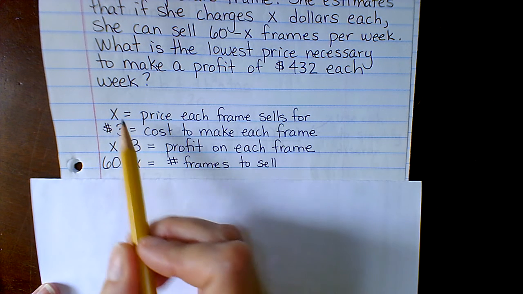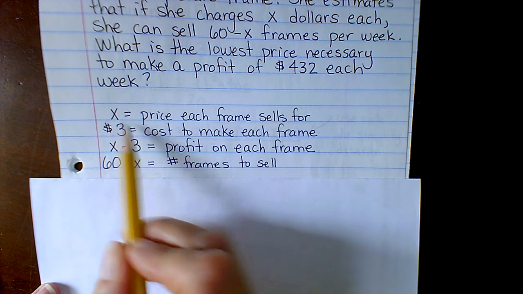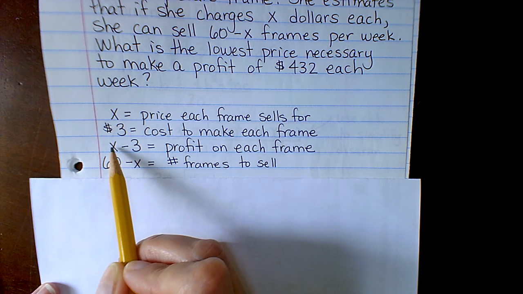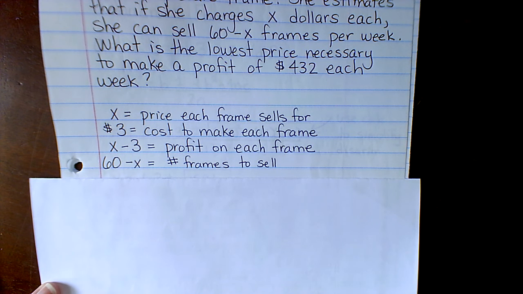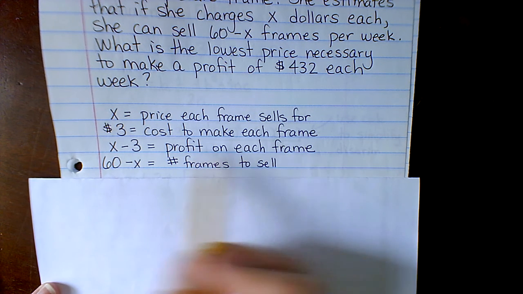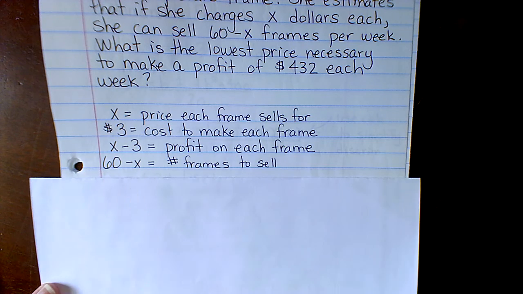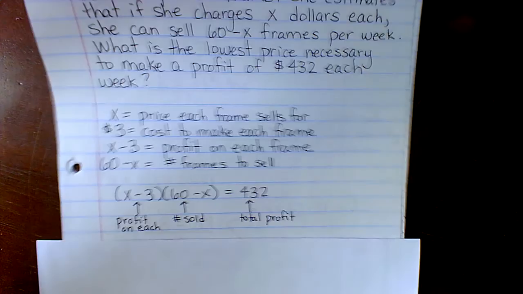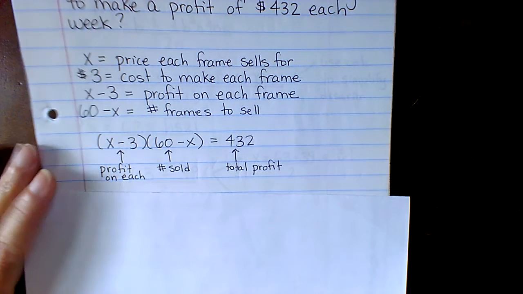Now, how did I get that? Well, if she sells it for, let's say, $10 and it costs her $3, then she profits 7. However she sells it for, minus her cost, is her profit. This is how many frames she wants to sell. So your total profit you want to be $432.